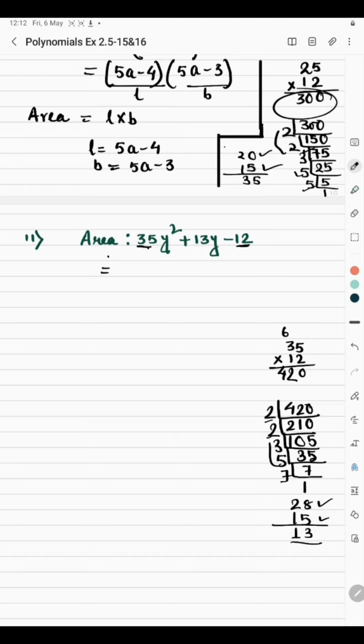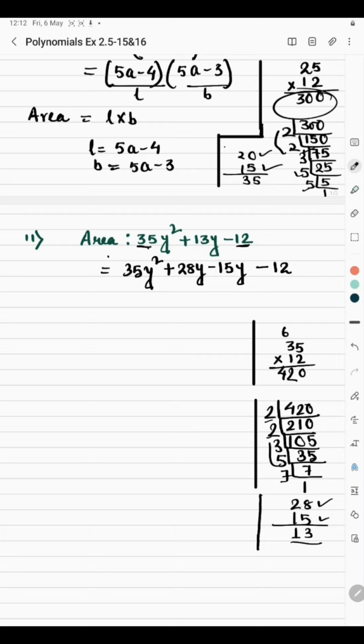So the first term will remain the same, 35y square, and the last term also will remain the same. So here by adding and subtracting we have to make 13. So we'll have to take 28y minus 15y. After subtracting 28 and 15, we are getting 13. Okay. Now here see, with 28 we have given plus sign, and with 15 we have given minus sign. Why? Because we have to make a plus sign, and we know that if there are two opposite signs, we always put the sign of the greater one. So since we have to make plus, the plus sign will always be with the greater one. That's why the plus sign is with 28.